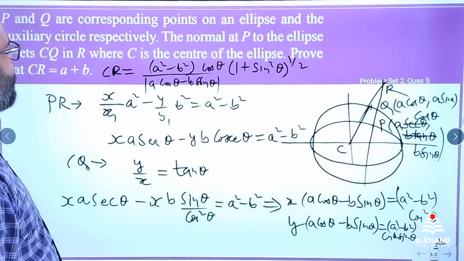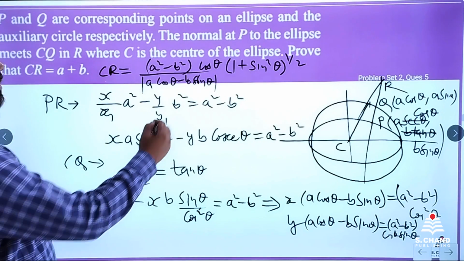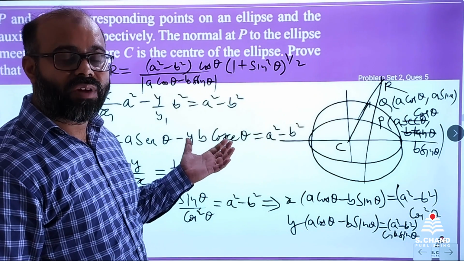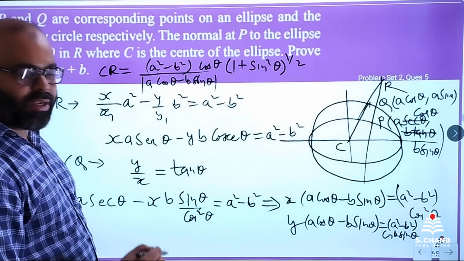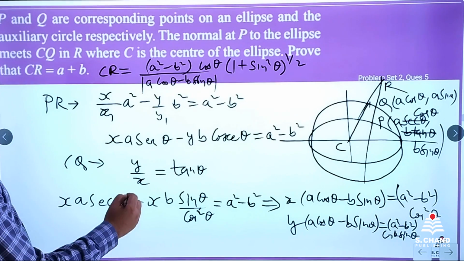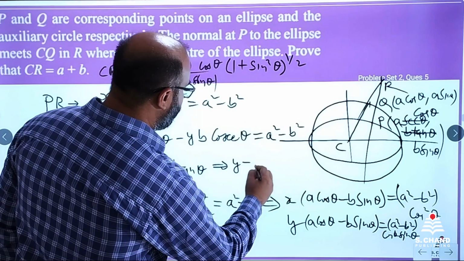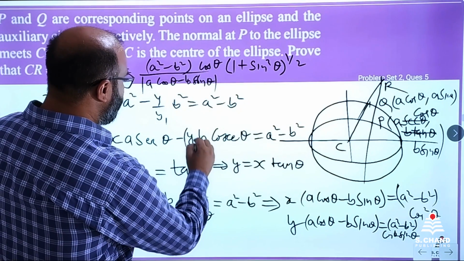Now is this a plus b? That you have to find out. So students, if we see here, we are not getting the desired result. What is the calculation error which we may have done here? If we trace back to our calculation, there are two calculation errors. The first calculation error is when we replaced y as x tan theta here.